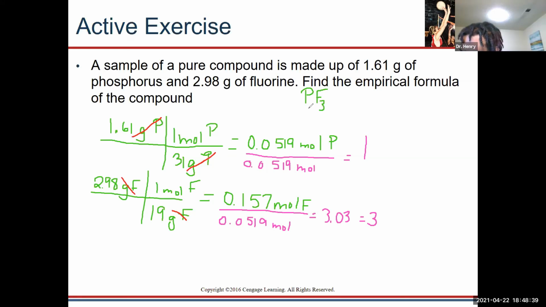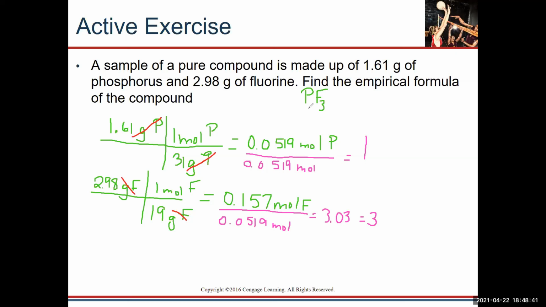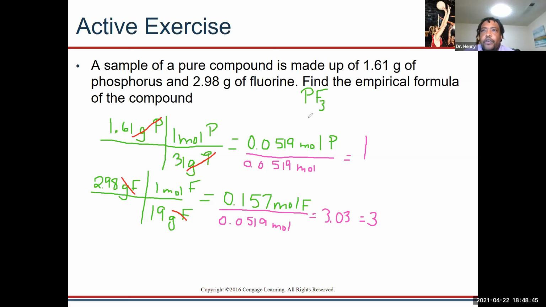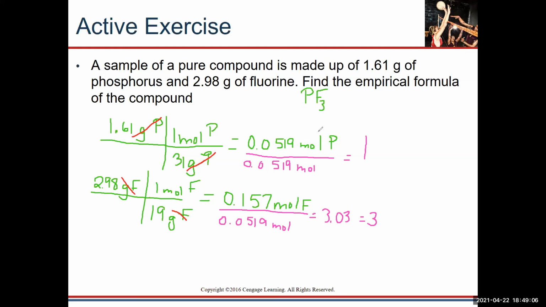Can you repeat that, please? That's because there's 1 phosphorus and 3 fluorine. That's right. And so that gives me the ratio between them. So we have to get the number of moles to determine that ratio. And we know that ratio is going to be a whole number ratio, right? Because you're not going to have half of a molecule or a third of a molecule or 0.03 of a molecule.